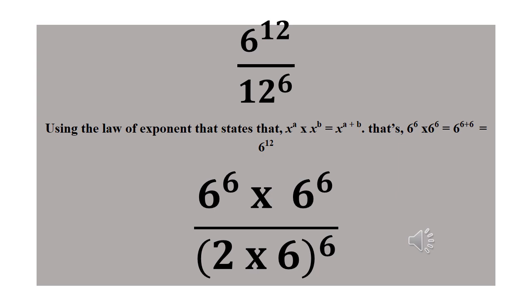Then we simplify 12 raised to power 6 as well. 12 is 2 times 6. So we simplify that 12 to 2 times 6, then raise all to power 6. So we now have 6 raised to power 6 times 6 raised to power 6 all over open bracket 2 times 6 close bracket raised to power 6.